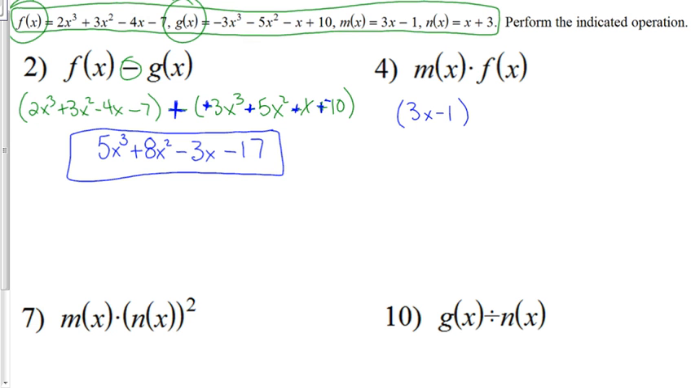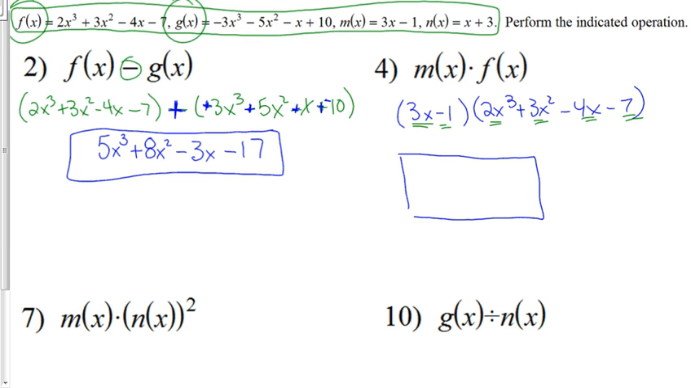M of x is 3x minus 1, and f of x is this. So the distributive property would take this term and multiply it by each one of these, and then this term and multiply it by each one of those, and then combine like terms. That's basically what the area model is going to do for you too. It's just set up a little differently. So the area model looks like this. We have 3x and negative 1, and then on the top, we're going to put all of the other polynomial.